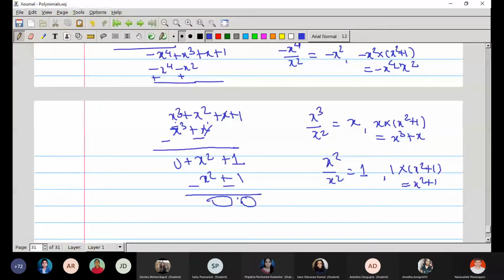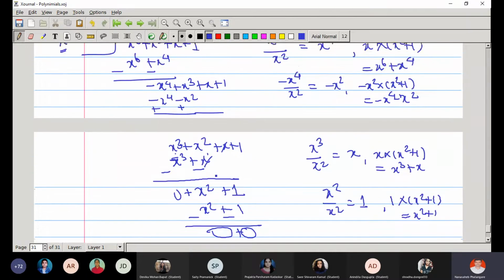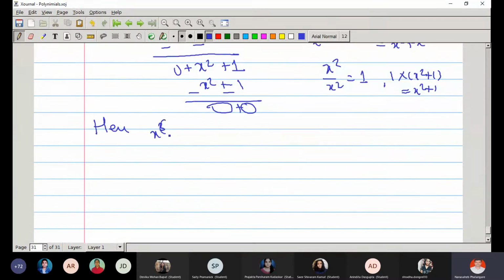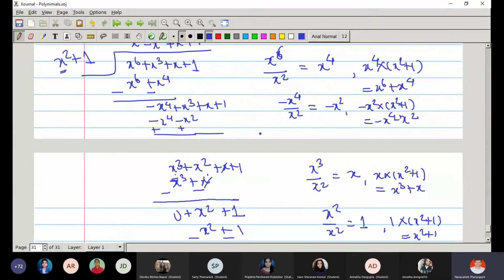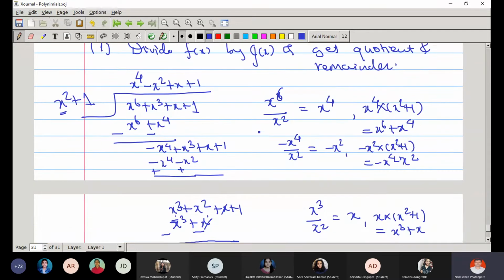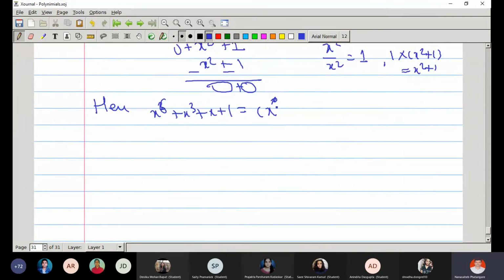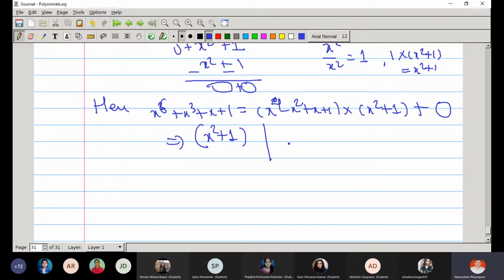Right. So here x raised to 6 plus x cube plus x plus 1 is equal to, what is the quotient we get here? x raised to 4 minus x square plus x plus 1, into x square plus 1, plus remainder 0. Remainder is 0 means what? The x square plus 1 polynomial is actually a factor of this polynomial.